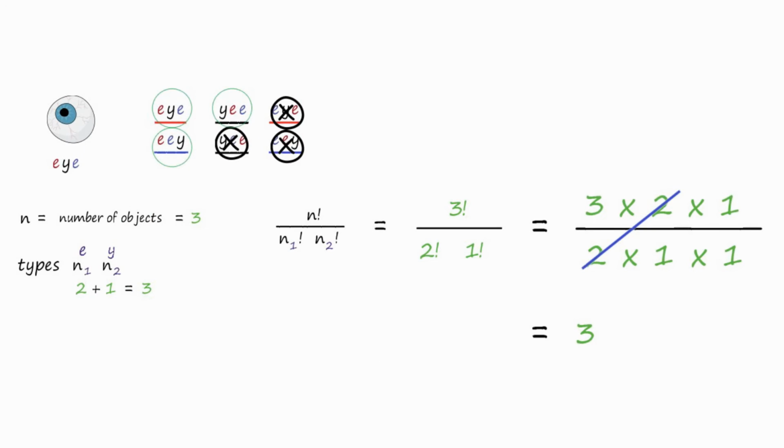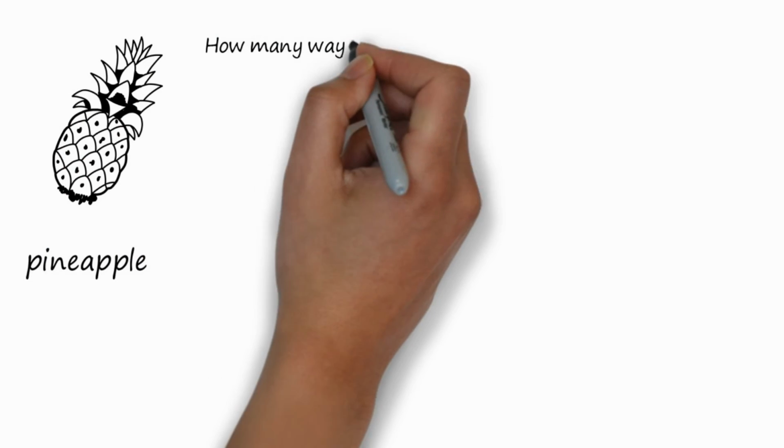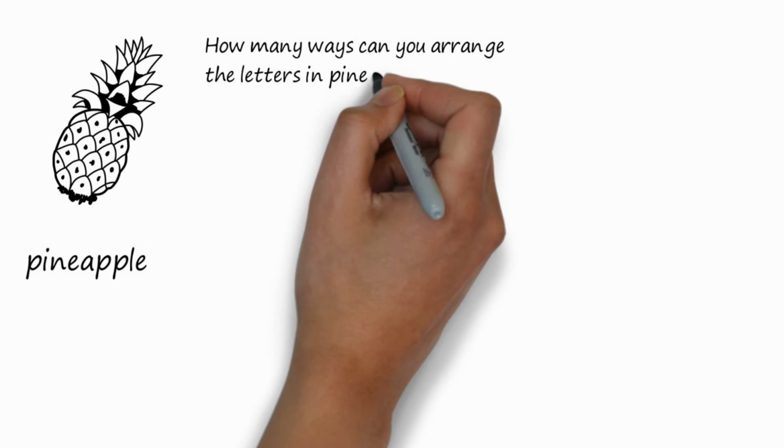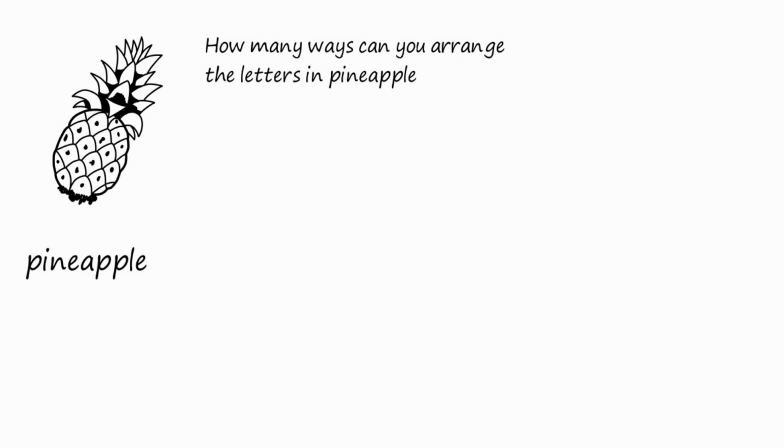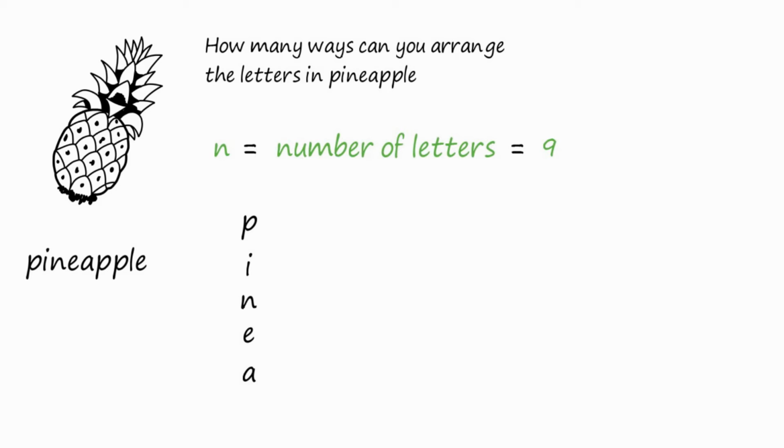Let's take another example. How about the word pineapple? How many ways can we rearrange the letters in the word pineapple and make new words? Well, n in pineapple, the number of objects or the number of letters, is 9. And then if we list each type of letter, we have a P, an I, we have an N, an E, we have an A, and an L.